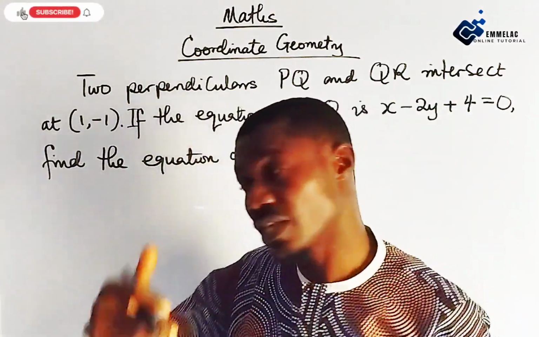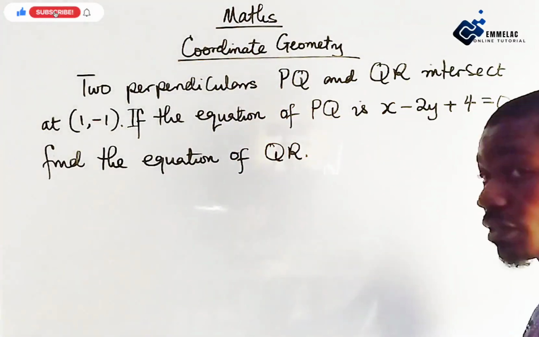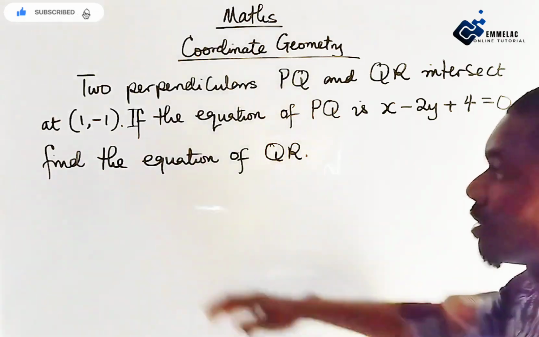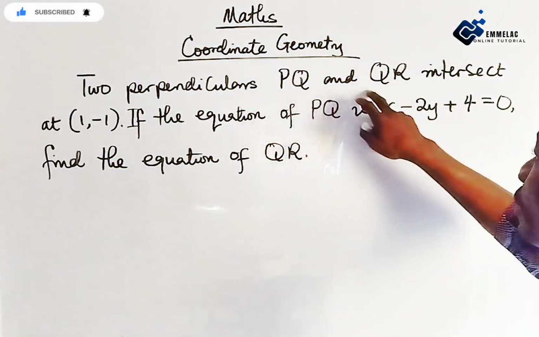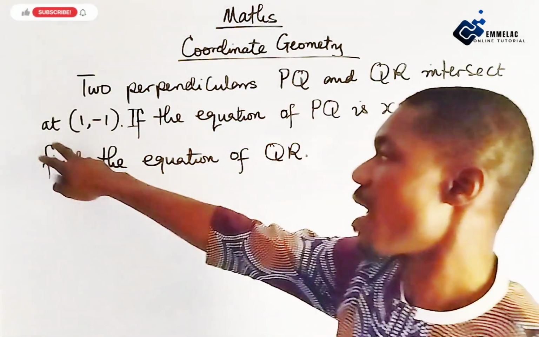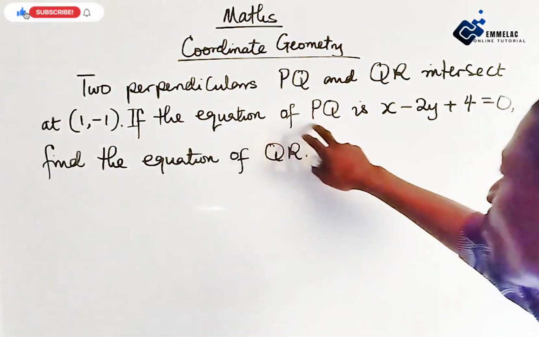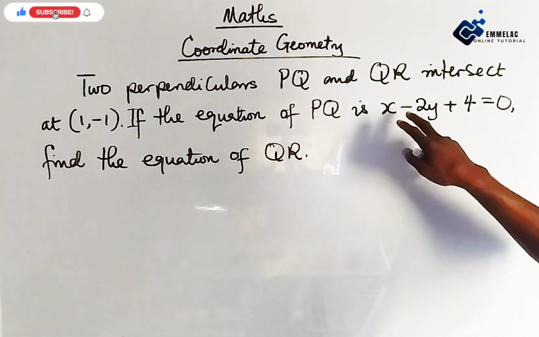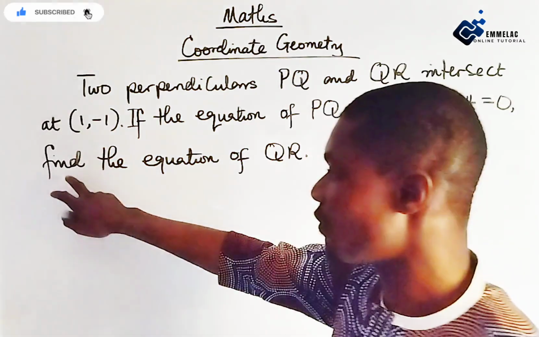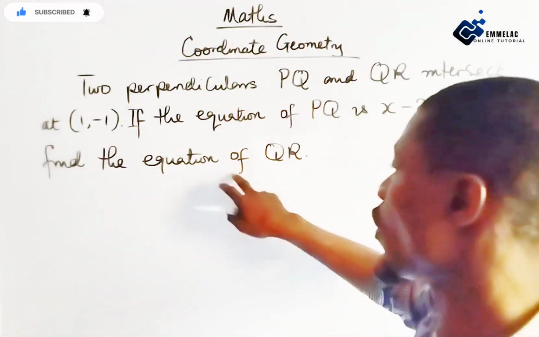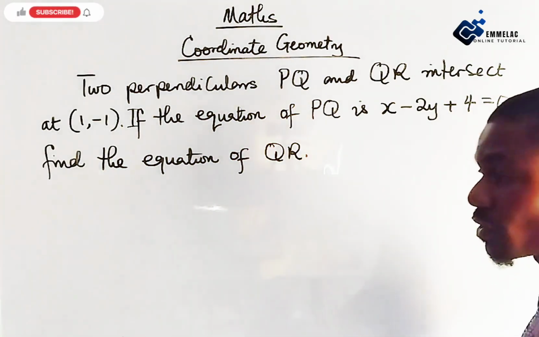Now before us is this maths question under the topic coordinate geometry, and it reads that two perpendiculars PQ and QR intersect at (1, -1). Now if the equation of PQ is x minus 2y plus 4 equals 0, find the equation of QR. This is actually a very simple question.